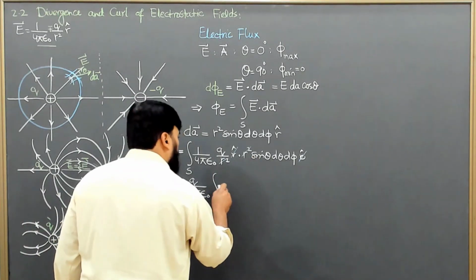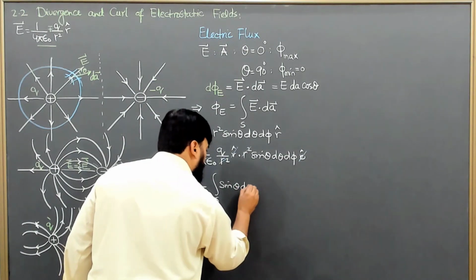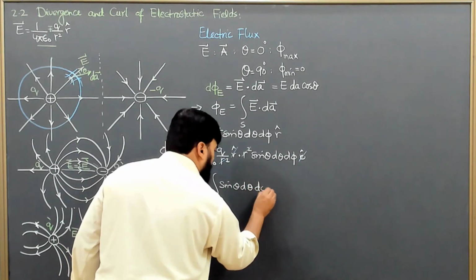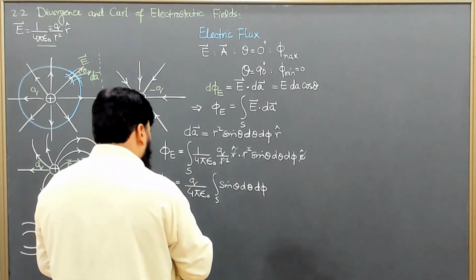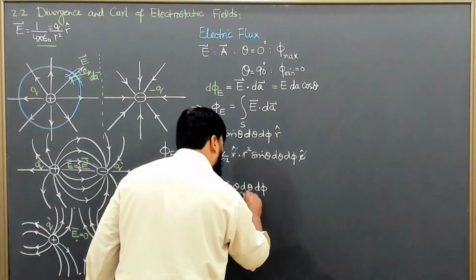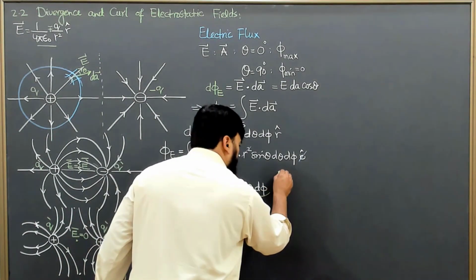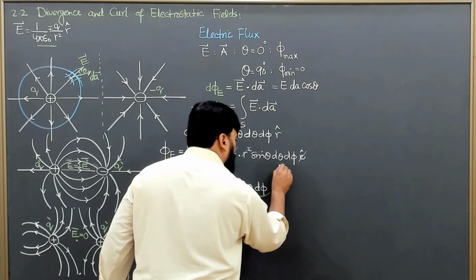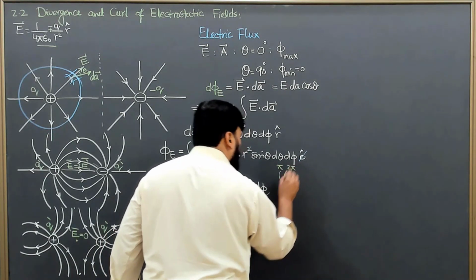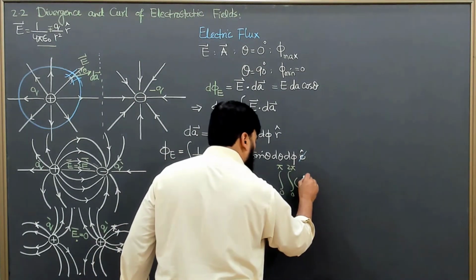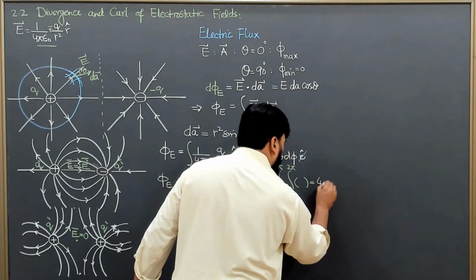And this is equal to sine of theta, d theta and d phi. And we know about this thing, that this is basically the solid angle, in which theta is running from 0 to pi and phi is running from 0 to 2 pi, and this whole thing is equal to 4 pi. This is solid angle.